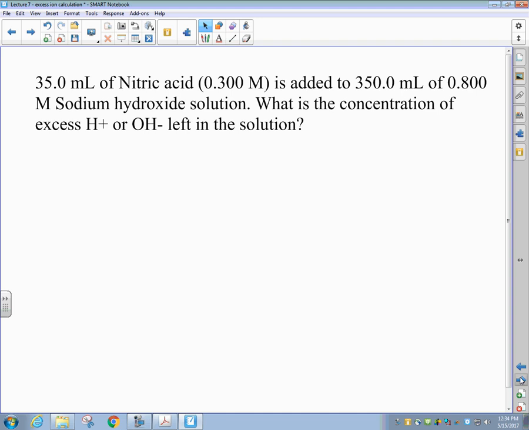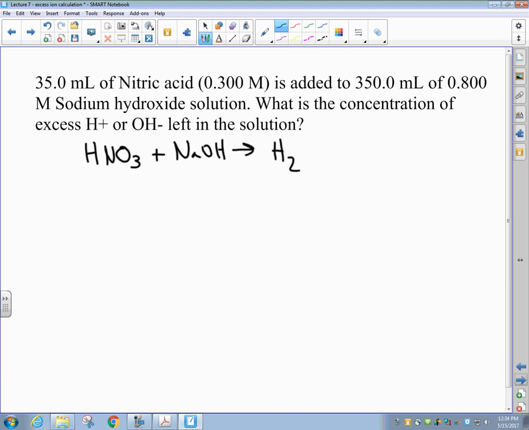So we need to have several chemical reactions written up on the board. The first one that we need is the neutralization reaction that will occur between these two species. We have nitric acid, which is a strong acid, combined together with sodium hydroxide, a strong base. That will form water, and we will form an ionic compound, sodium nitrate.